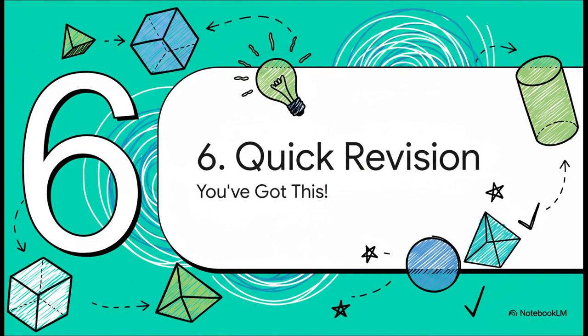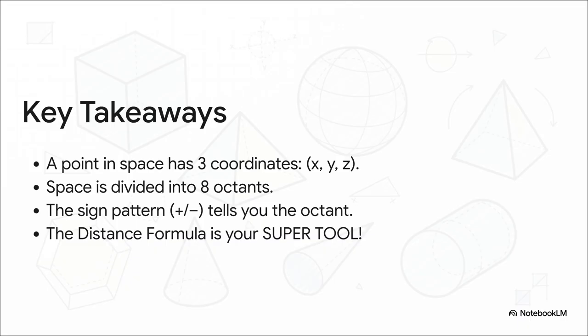Before we wrap up, let's just do a super quick revision of everything we learned so it stays fresh in your mind. Just remember these 4 simple things. 1. A point in space has 3 coordinates, x, y, z. 2. Space is divided into 8 octants. 3. The plus or minus sign tells you which octant it's in. And 4. The distance formula is your super tool to solve almost any problem.